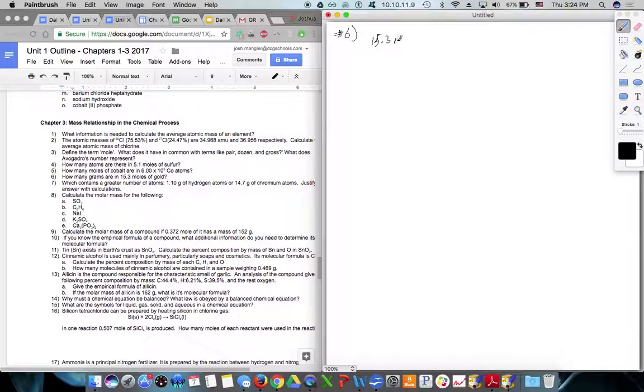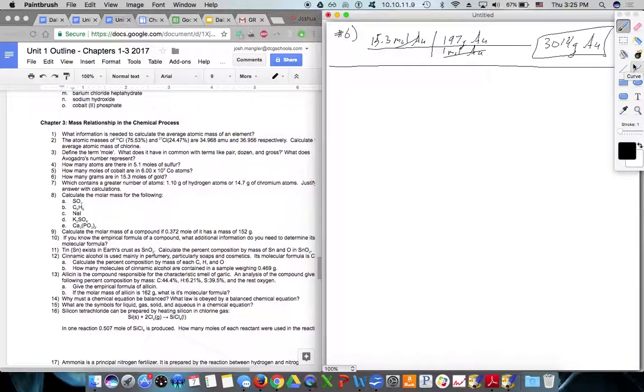15.3 moles of gold. 1 mole of gold is 197 grams. Gold cancels. 15.3 times 197 gets us a large number, 3014 grams of gold.